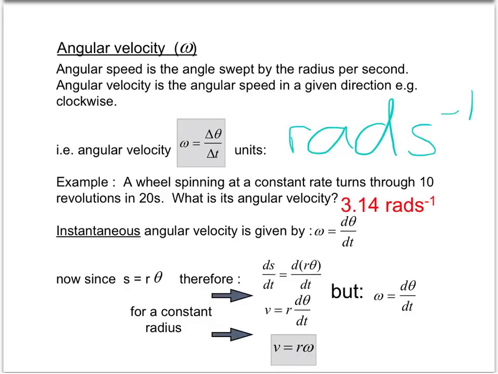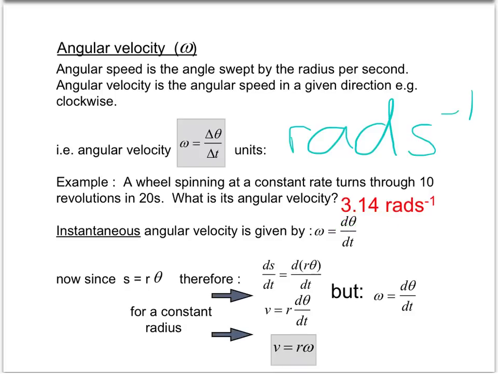Okay, example. A wheel spinning 10 revolutions in 20 seconds would be moving an angular displacement of 20 pi radians, because it's 10 revolutions times 2 pi radians, so 20 pi radians, and the time would be 20 seconds. So the two 20s cancel out, leaving us with pi radians per second, which can be written to 3 significant figures as 3.14 radians per second.